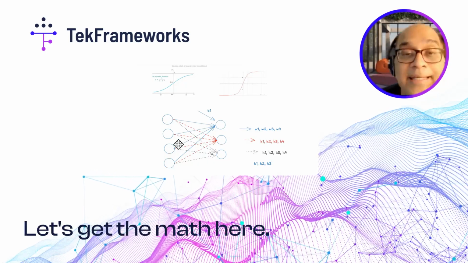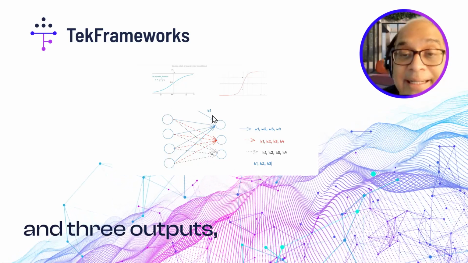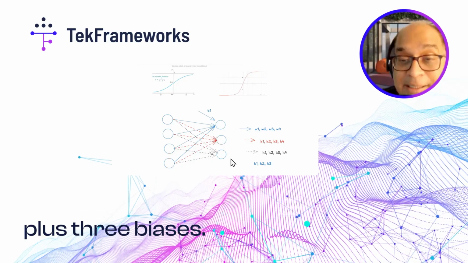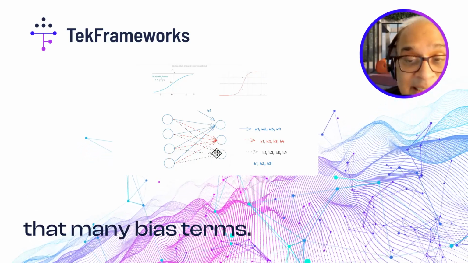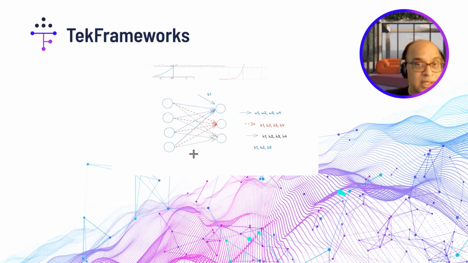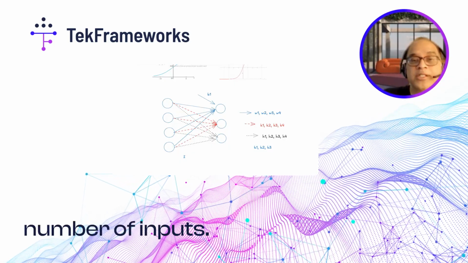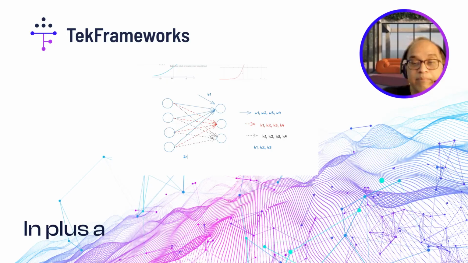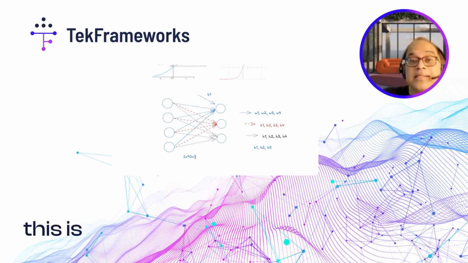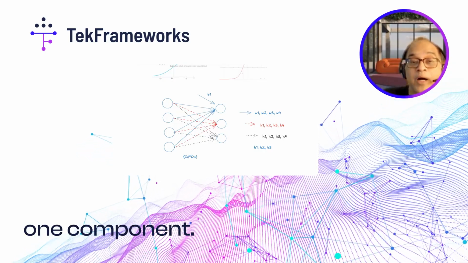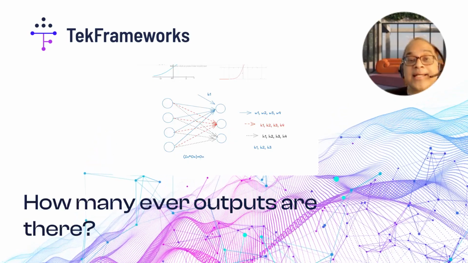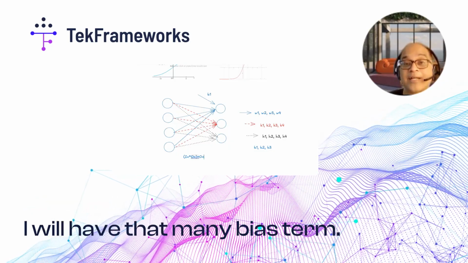Let's get the math here. If I have four inputs and three outputs, I will have 4 times 3, 12 connections plus 3 biases. How many ever outputs there are, that many bias terms. So the total number of unknowns in the system is the number of inputs, In, times the number of outputs, On, plus On, since I will have that many bias terms.